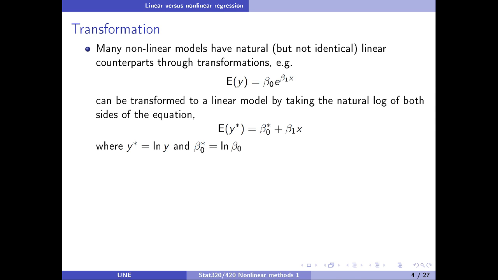Noting that this new beta naught star is the natural log of the old beta naught. So it's not the same beta naught anymore. It's a new parameter, but it's still a parameter, and we now are left with a linear model. So it's not linear in y, it's linear in the natural log of y. And our parameters have a slightly different meaning, but we have taken an original model based on x and y that was nonlinear, and we've converted it to a linear model for x and natural log of y.